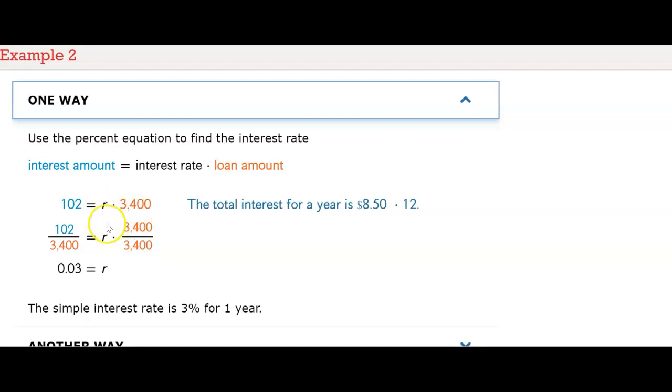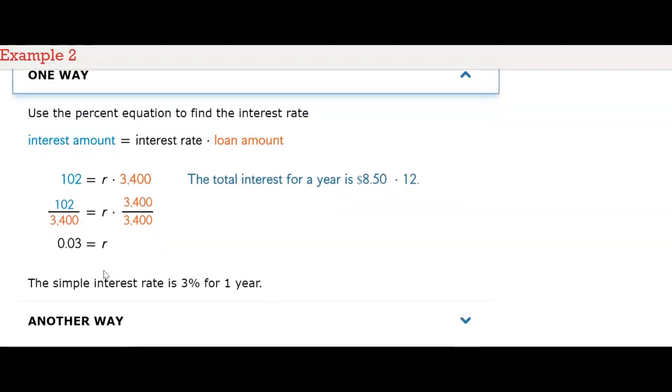Then we have to multiply that times the interest rate, but we're solving for that, so we're going to divide both sides by 3,400, and they cancel out on the right side of the equation, and then on the left side we divide 102 by 3,400, and that gives us 0.03 as the interest rate. Now that we have the interest rate, if we move this decimal 2 places to the right, it gives us a percent. It would be 3% for 1 year.